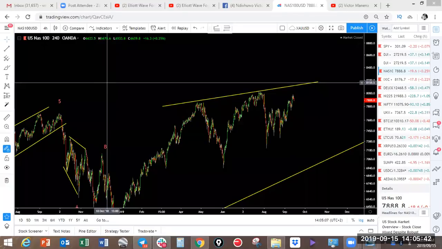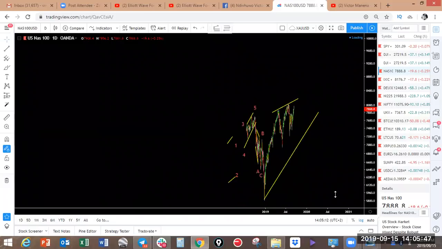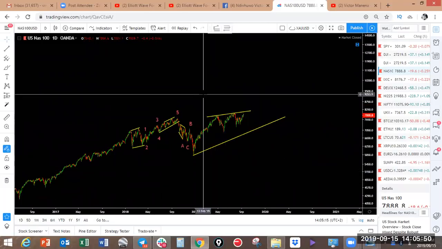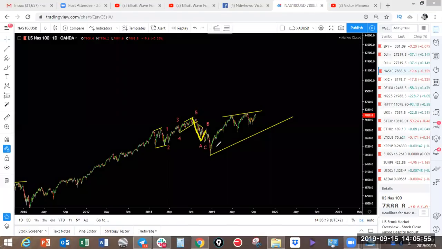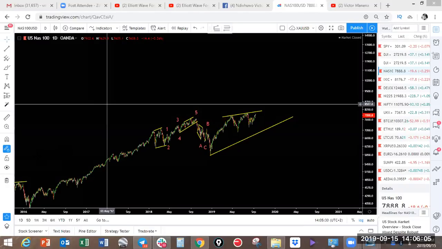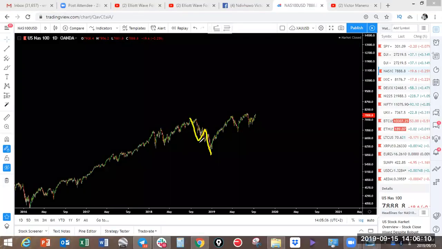Okay, let me go through here on the daily. So you can see the higher degree structure on this one as well. So this was the pullback on the NASDAQ, same as you see on the S&P 500. Now you've got this move to the upside. You've got a running flat there, move up here. You've got a pullback, 3 waves that we forecasted here last year as it was falling in December. Now we've got a move to the upside. We've got a running flat here.